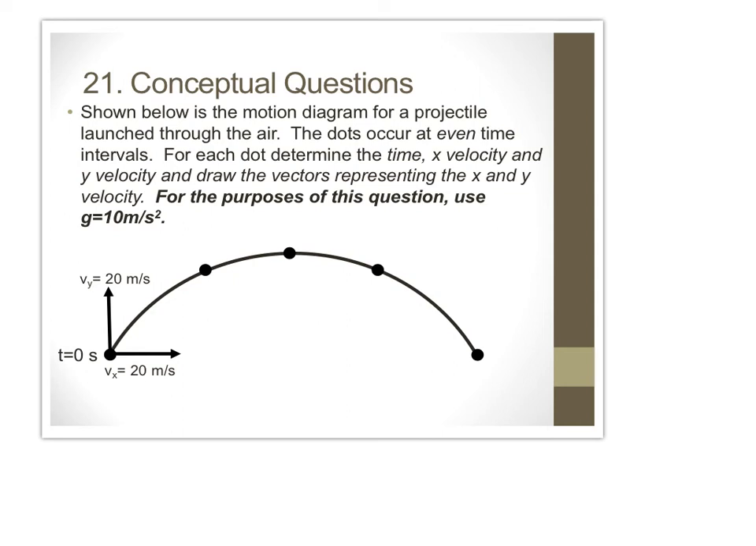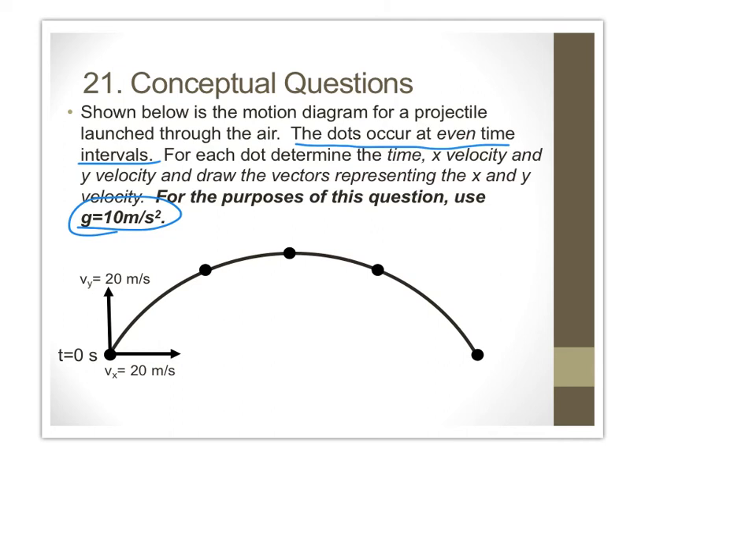Two really important things about this. Number one, we want to keep in mind that the dots shown here occur at even time intervals. So the time from here to here is the same as from here to here, and so on. And also, we're going to use 10 meters per second squared here for our g.